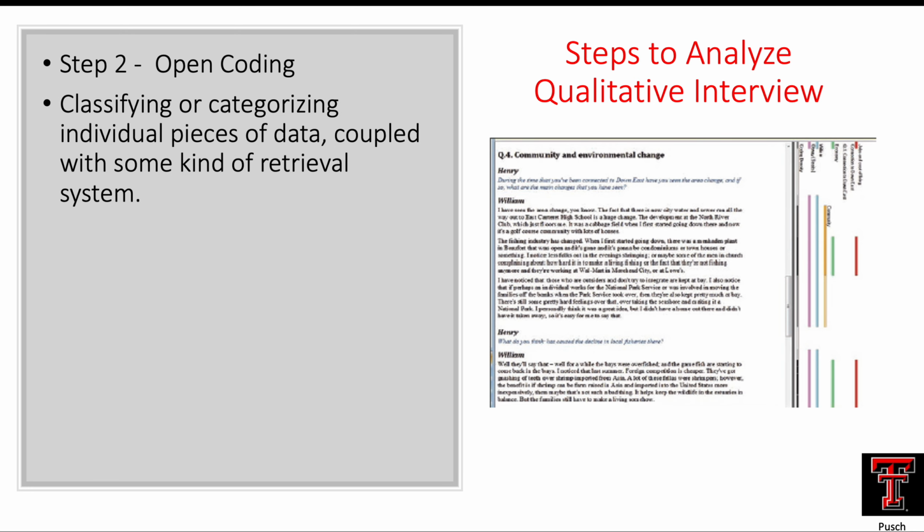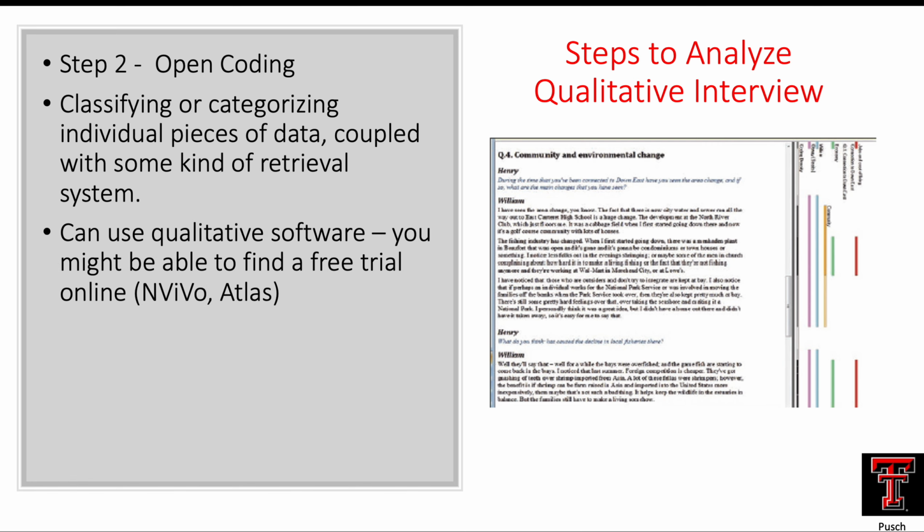Okay, first, open coding. So this is classifying or categorizing individual pieces of data coupled with some kind of retrieval system. There's different computer software that you may want to buy, maybe Atlas, or maybe there's a few of them that you can do open coding, and it saves all your codes and little lists. It's really easy to use, or NVivo. I use NVivo sometimes. It's very expensive, but you might be able to find a free trial online.